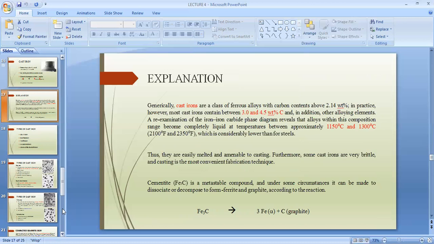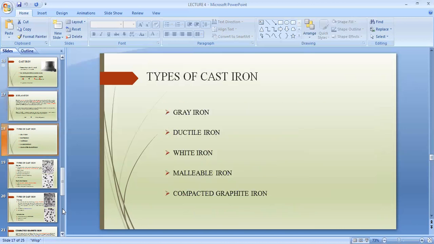These are the class of ferrous alloys with carbon contents more than 2% or 2.14%, but in general, most cast iron contains 3 to 4.5% by weight of carbon in addition to other alloying elements. These are some properties of cast iron you can easily read by yourself. So the types of cast iron: we have gray cast iron, white cast iron, malleable cast iron, ductile cast iron, and then we also have compacted graphite iron.